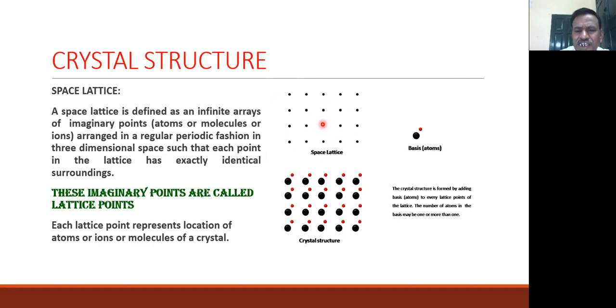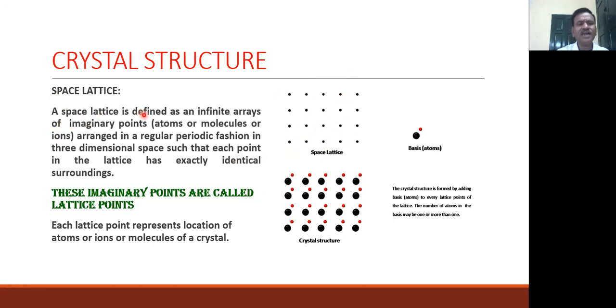Here, the arrangement of atoms, or the environmental condition about any one lattice point, either on the right side, left side, up or down, is the same. The repetition of the same lattice points in the x direction, y direction and z direction is called as what? Space lattice. Come to the exact definition.